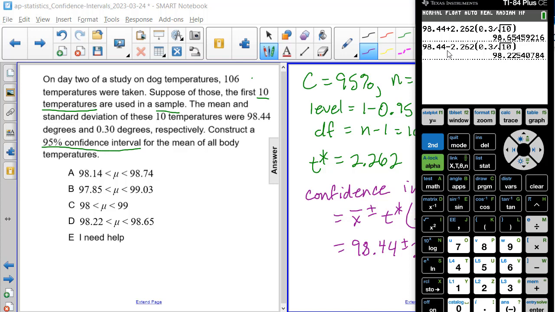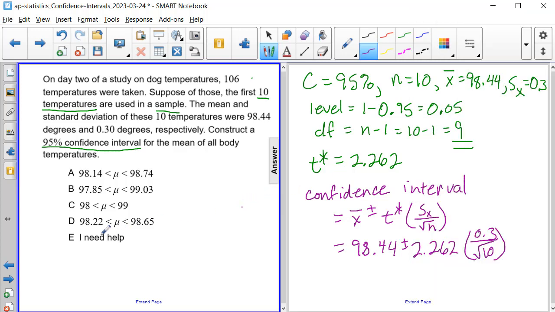And if we substitute our formula into our calculator and evaluate, we get that the lower bound for our confidence interval is 98 and about 22 hundredths, and our upper bound is 98 and about 65 hundredths. And that's answer choice D.